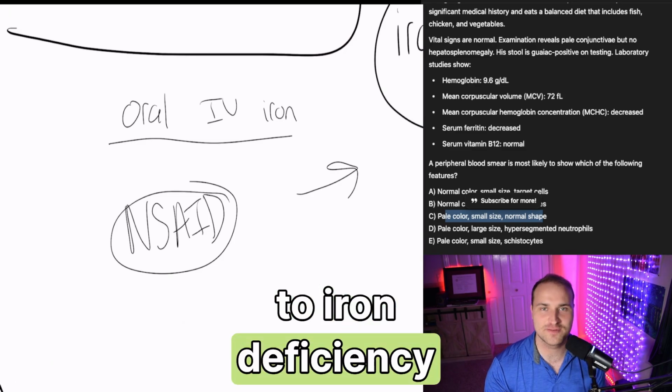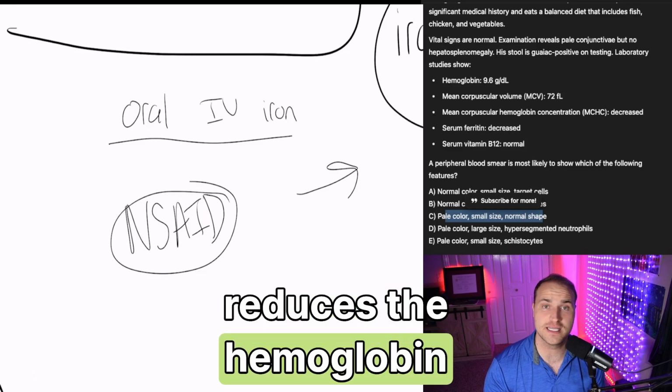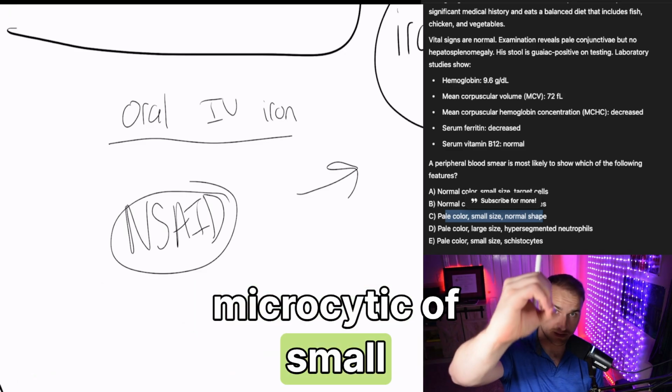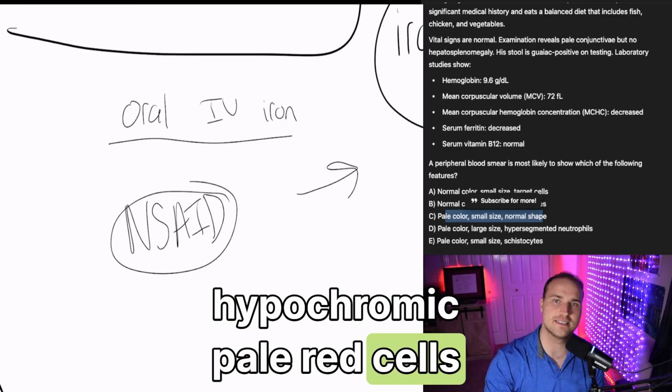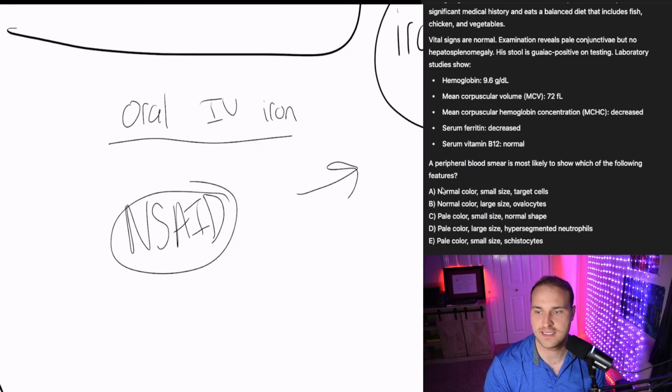And that leads to iron deficiency anemia, and the iron loss reduces the hemoglobin production, and it results in microcytic, so small, hypochromic, pale red cells, and a normal shape on the smear. Okay, why is it not target cells? So target cells are seen in thalassemias and liver disease, not iron deficiency. What about macrovalocytes? That's seen in B12 or folate deficiency, which is not this case, as B12 is normal.